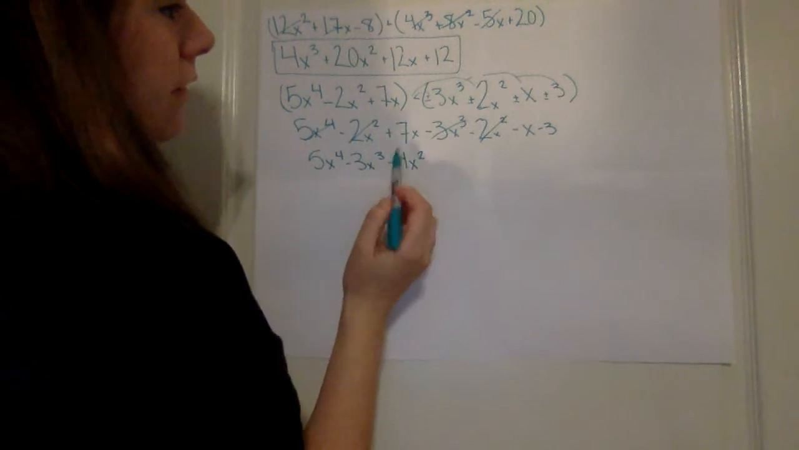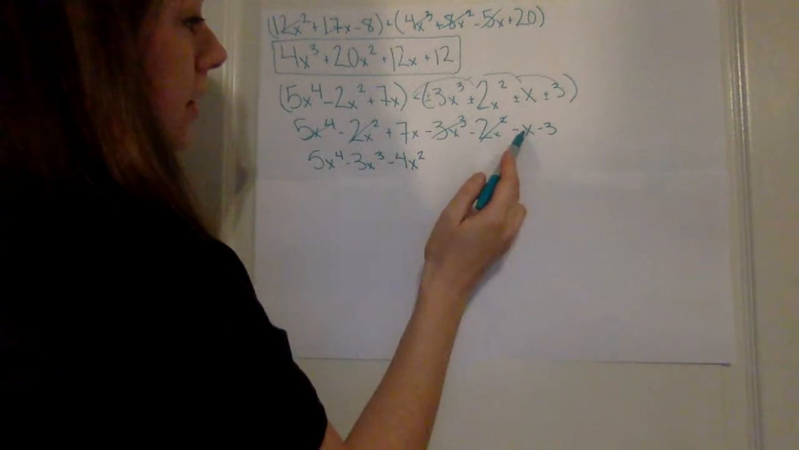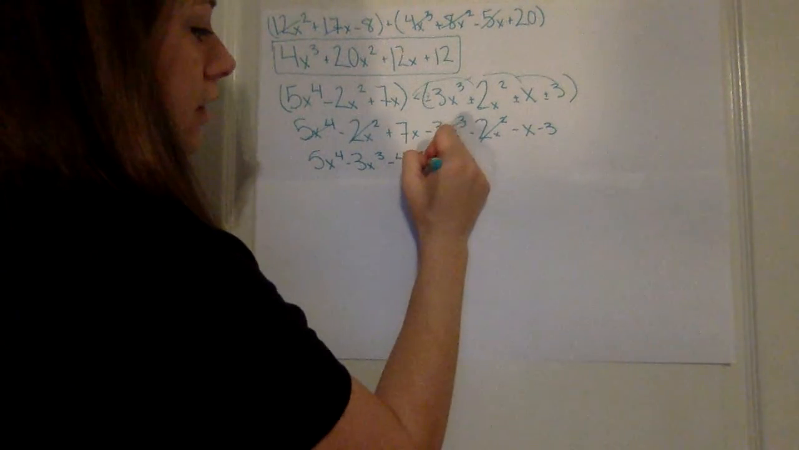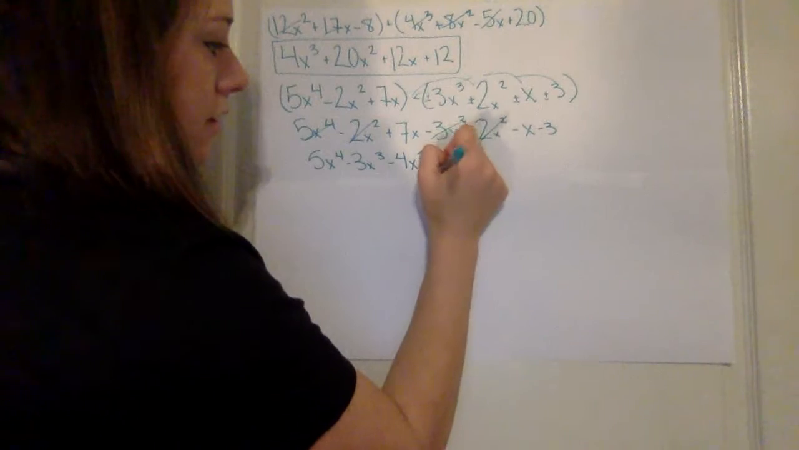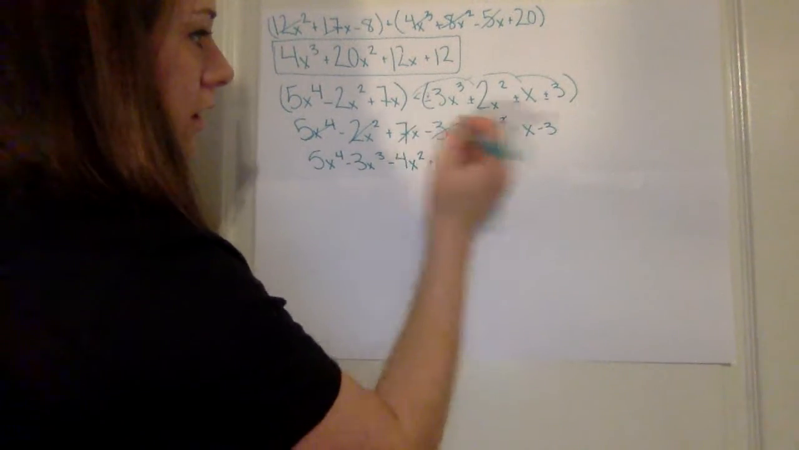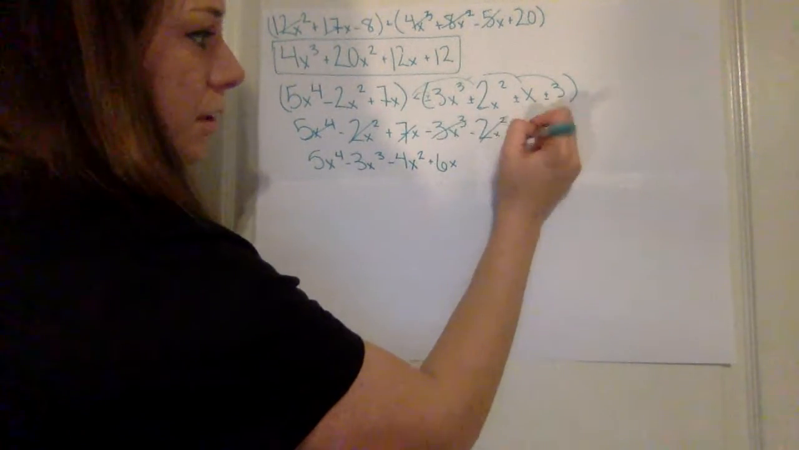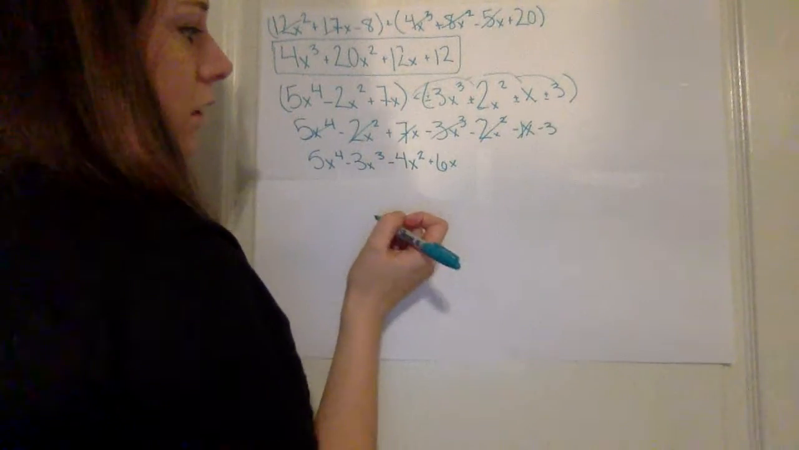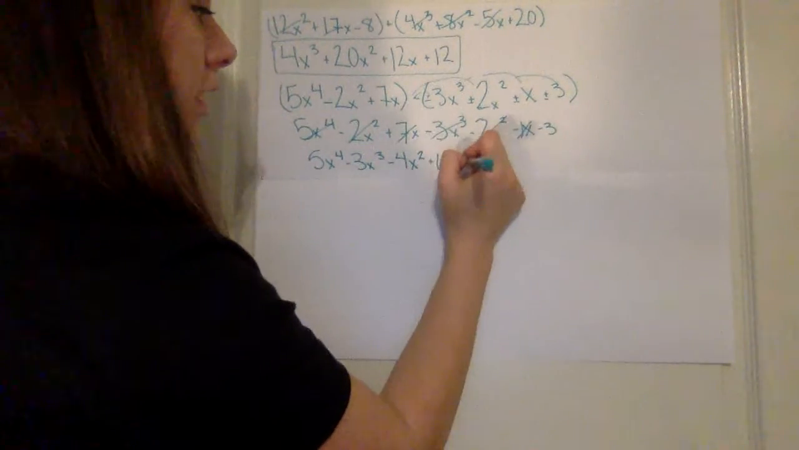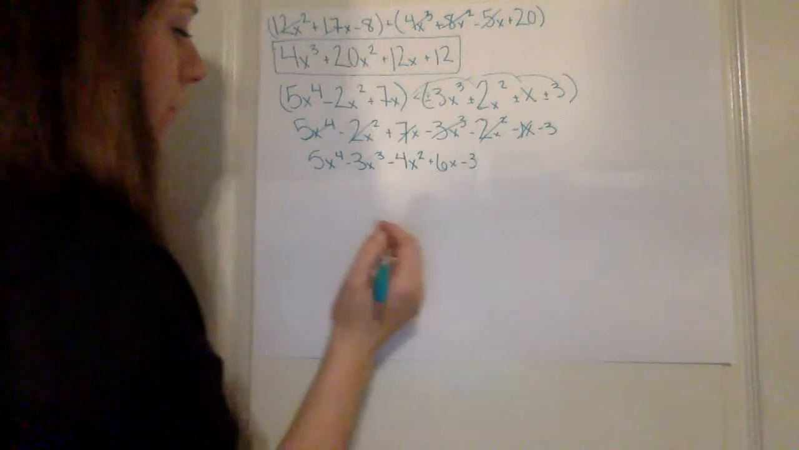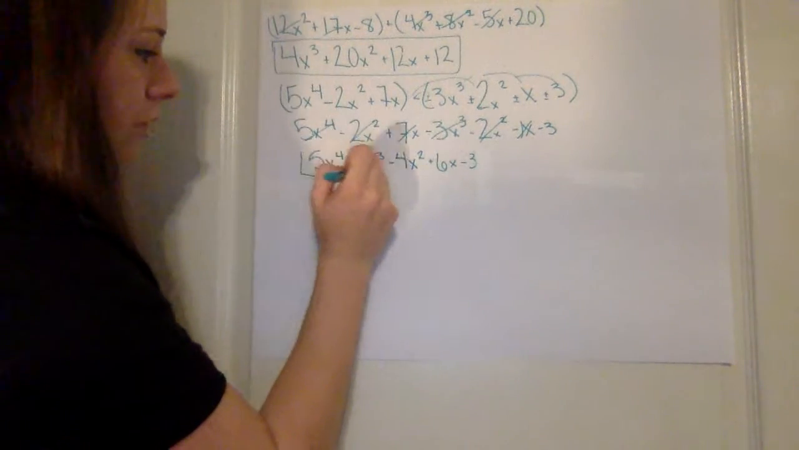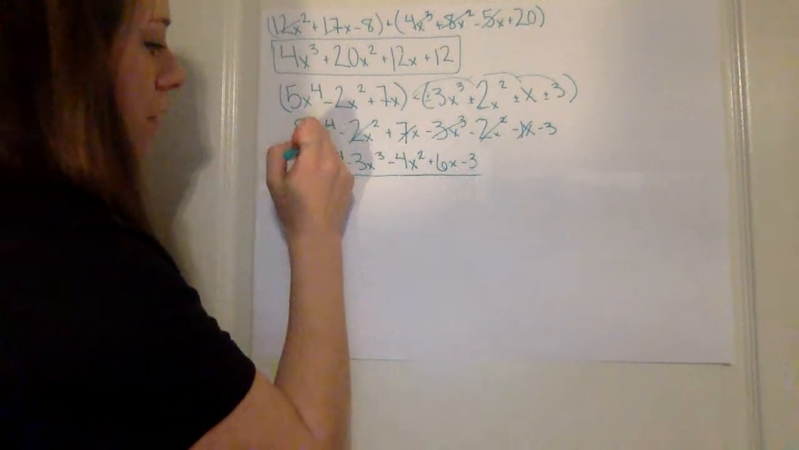And then we have 7x minus x, that will give us positive 6x, because we're just basically subtracting 1x from that 7x there. And then all we have left is negative 3. So that is our answer for the subtraction polynomial.